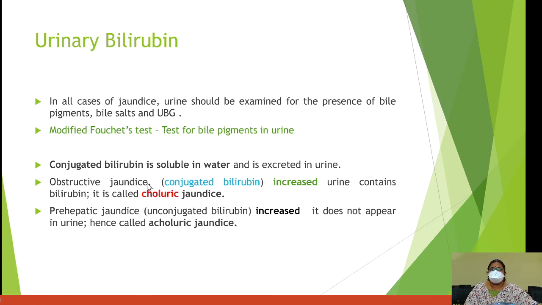Because in obstructive jaundice, the bilirubin which is elevated is conjugated bilirubin, bile pigments will be present in urine. Whereas in prehepatic jaundice or hemolytic jaundice, the unconjugated bilirubin is increased. It does not appear in urine and it is called acholuric jaundice. The unconjugated bilirubin fraction is not soluble in water, so it does not appear in urine. So this prehepatic jaundice is known as acholuric jaundice.